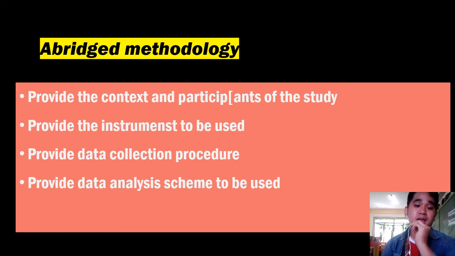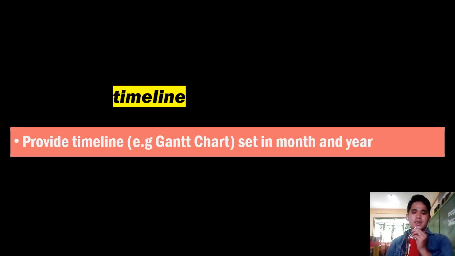Okay, and then you provide the data collection procedure on how you are going to gather the data for your research, and then provide the data analysis scheme to be used. And then after that, you're going to provide how it is going to be analyzed. And the last one is it should provide a timeline, for example a Gantt chart set in month and year. A timeline that will give you the correct schedule to achieve your research project or proposal.